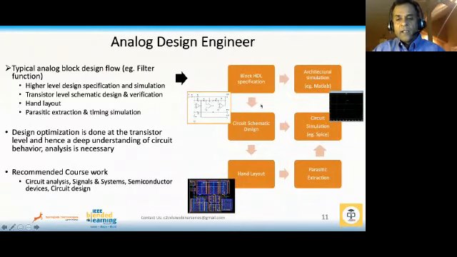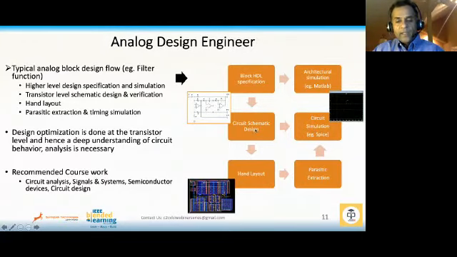Then you take the specification and do a circuit design. In the analog world, call it circuit design, schematic design. A schematic would look like this, a combination of devices. Once you define the schematic, you're going to do a circuit simulation, say a SPICE simulation, to see that the circuit meets the specification.